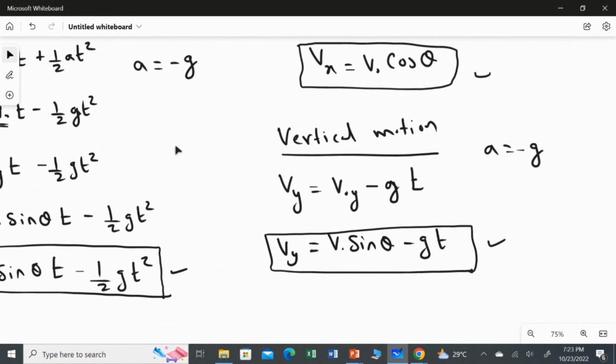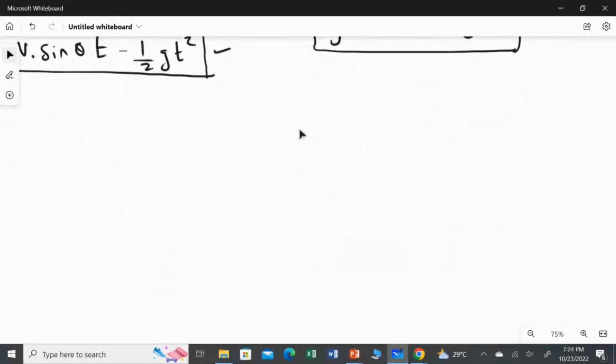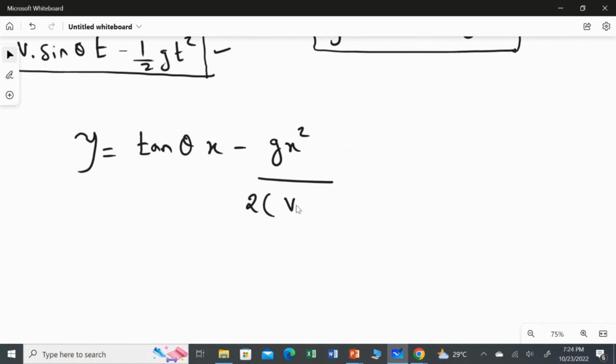Understand? Now, in the last part, I'm going to explain the equation of the parabolic trajectory. The parabolic trajectory equation is given as y equal to tan theta multiplied by x minus g x square over 2 multiplied by v naught cosine theta the whole square. So this is the equation of the parabolic trajectory. But now we must know how we got this equation.